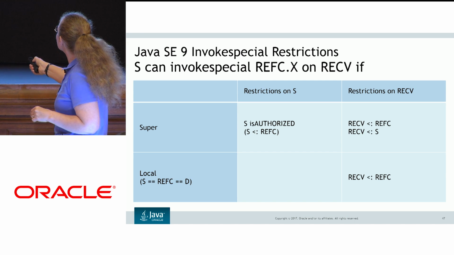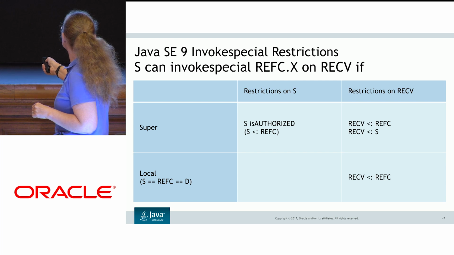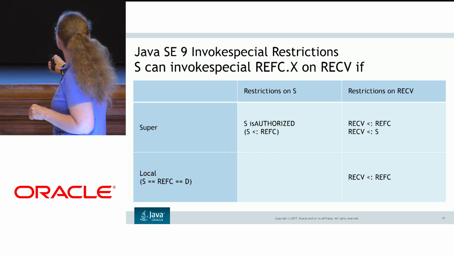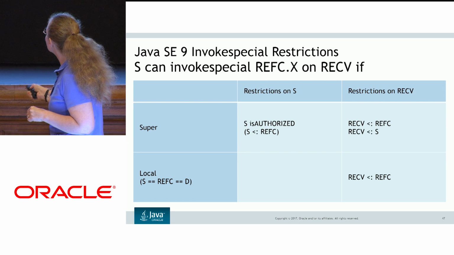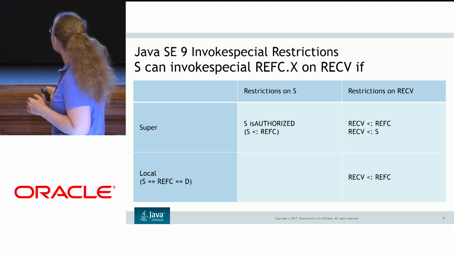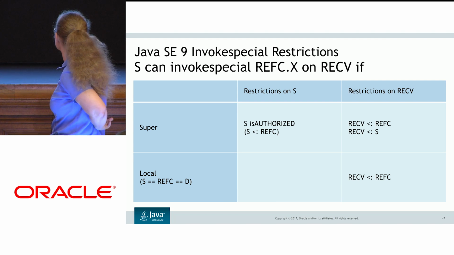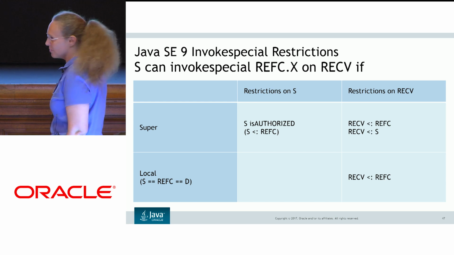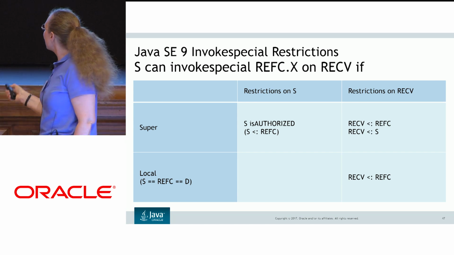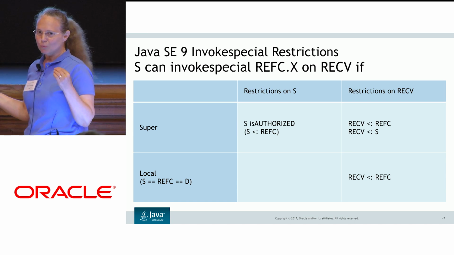S can call invokespecial on the static reference.x on dynamic receiver if, so in this super case, the restriction is that S has to be a subtype of refc, okay? And we talked, everybody says the receiver has to be a subtype of the static type, and we just talked about birds and animals, so receiver has to be a subtype of the caller. In the local case, this is sort of trivially true. Local means, because we implement this, right?